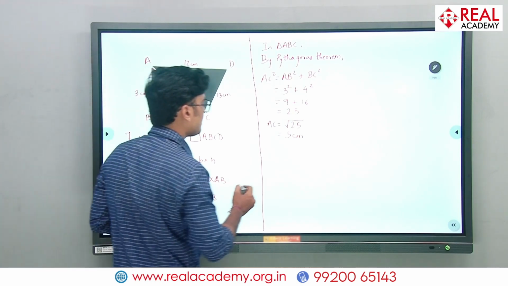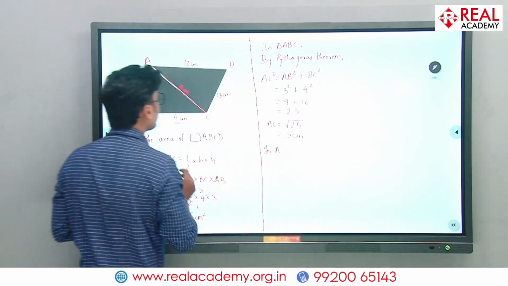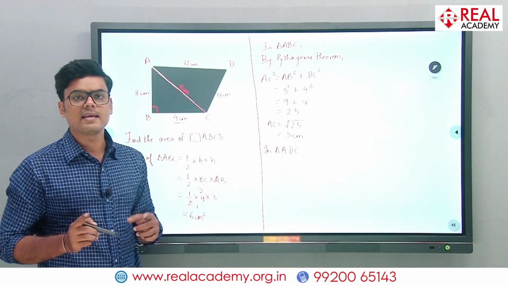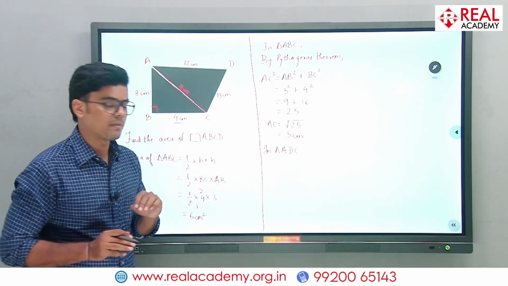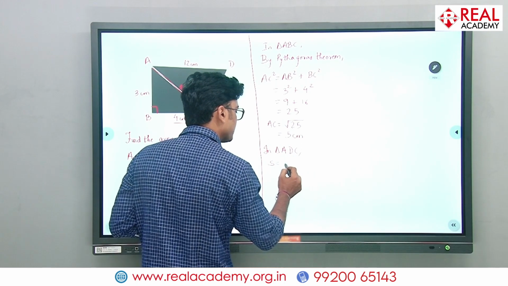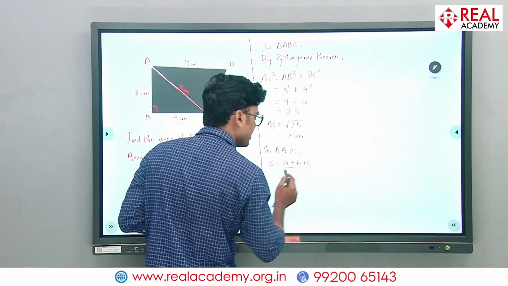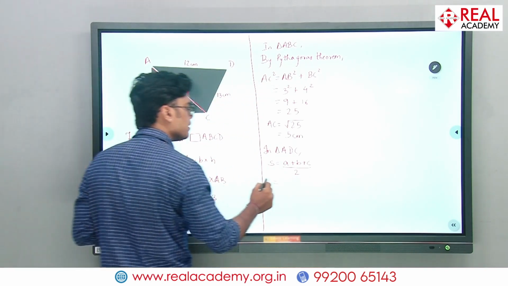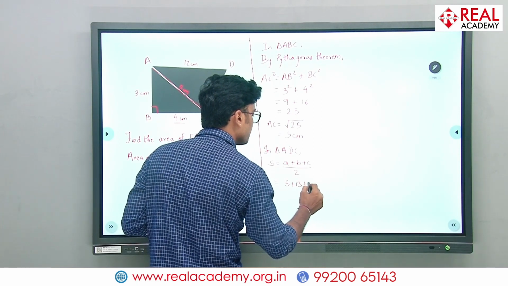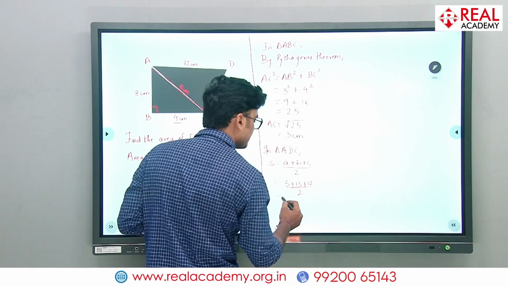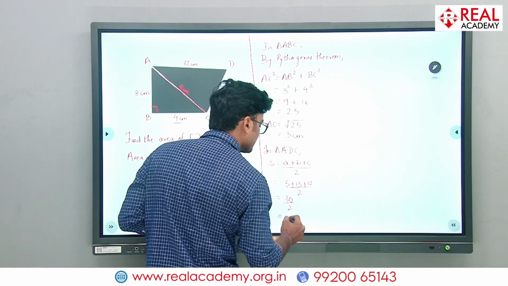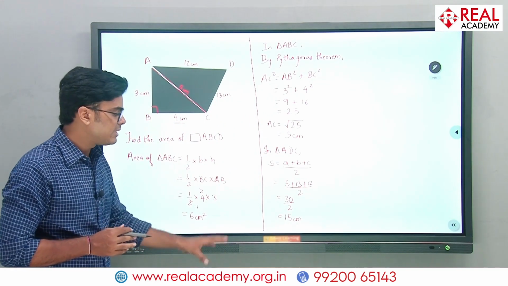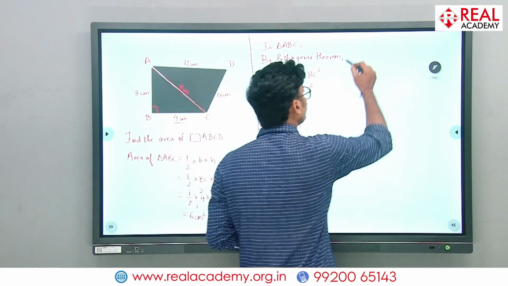Correct? So in triangle ADC, the second triangle ADC, what is the first thing we do to find the area by Heron's formula? Calculate the semi-perimeter. Correct? Semi-perimeter will be equal to sum of lengths of three sides divided by 2. The three sides are 5, 13 and 12. So 5 plus 13 plus 12 divided by 2. Okay, that means 30 divided by 2. The answer is 15 centimeter. This is the semi-perimeter of this triangle. Now we will use this to calculate the area of this triangle.